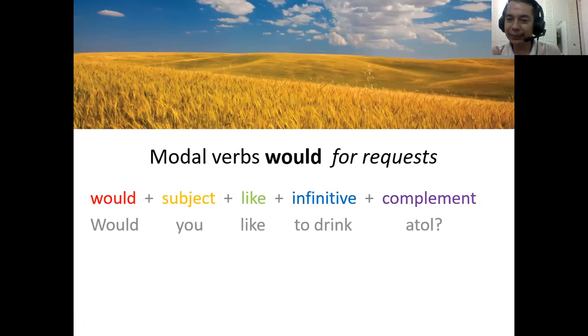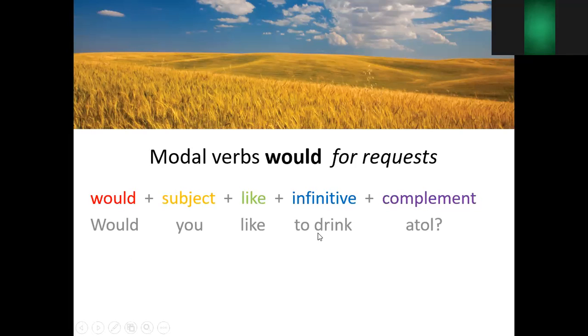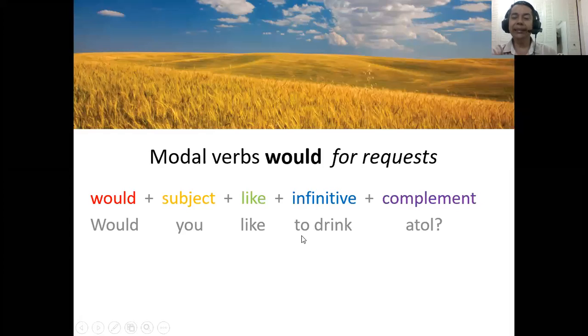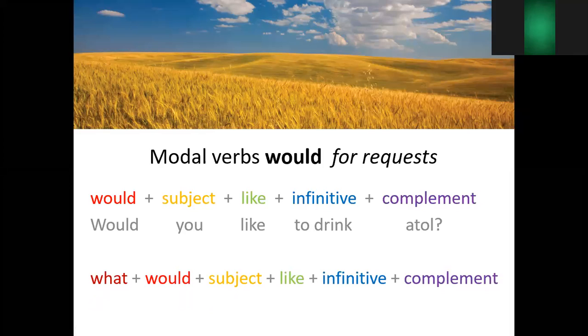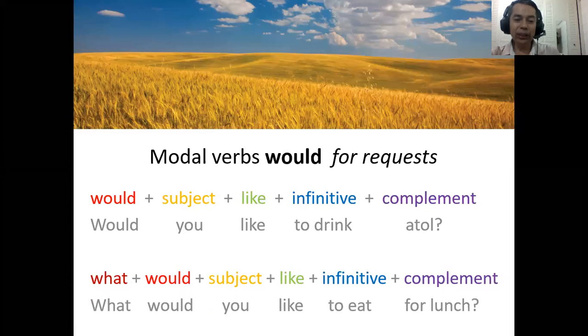Bien amables, de los más amables que hay en inglés, right? Quisiera, desearía, right? Would you like? Don't say, would you like drink? No, would you like to drink? Quisiera tomar, quisiera un millón, would you like to take $1,000,000?